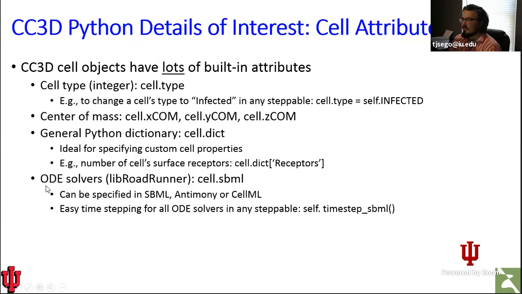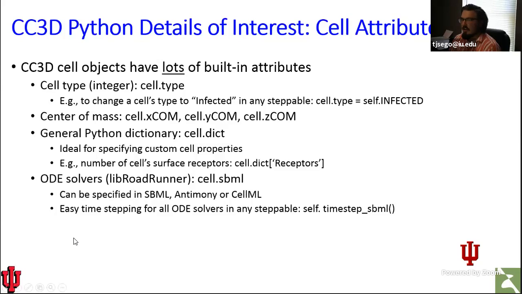Now, model specification for these ordinary differential equations in CompuCell can be done either in SBML, in antimony, or in CellML. This is documented in the Python scripting manual, so you can see more details about that. We won't get into this too much today, but if you actually dive into the simulation scripts for the framework, you can find lots of instances of using antimony to implement the viral replication model and the immune or the lymph node compartmental model.